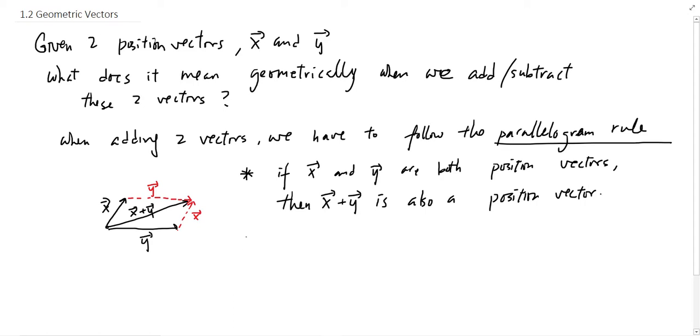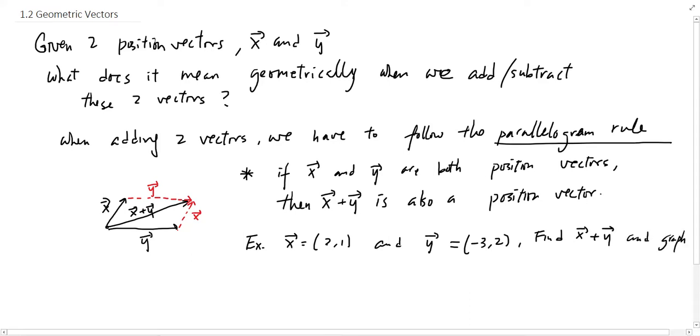And you can easily draw a picture to illustrate. Suppose we have the following. Let's say vector x is the vector 2, 1, and vector y is the vector negative 3, 2. Then the question is, can we find vector x plus vector y? Let's draw a graph and see how it looks. What is vector x plus vector y? Well, it's very easy. You simply add the two vectors together. So it's 2, 1 plus negative 3, 2, which comes out to be negative 1, 3.